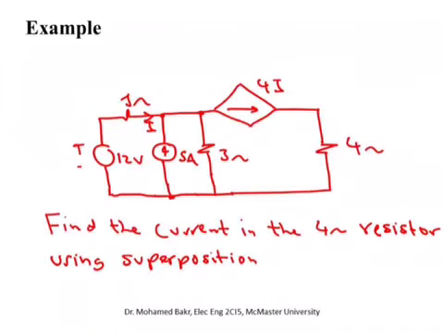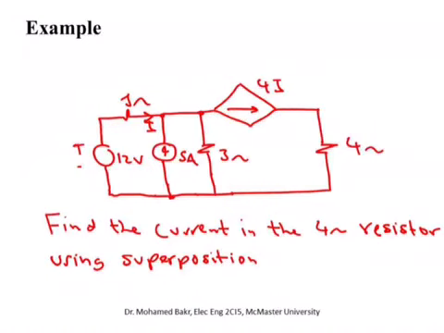Okay, let's have one more example. So this is a circuit, but this one has a dependent source. So we have one independent current source, one independent voltage source, and one current-dependent current source. So the current here is 4I, and I is the current in this branch.